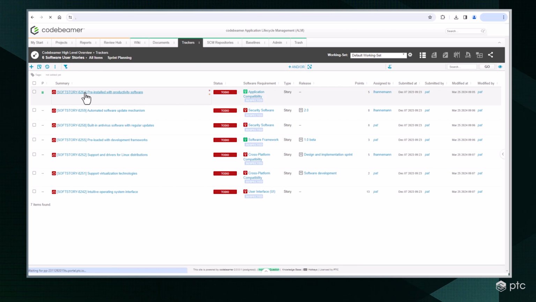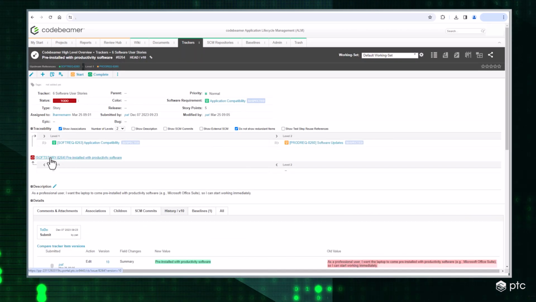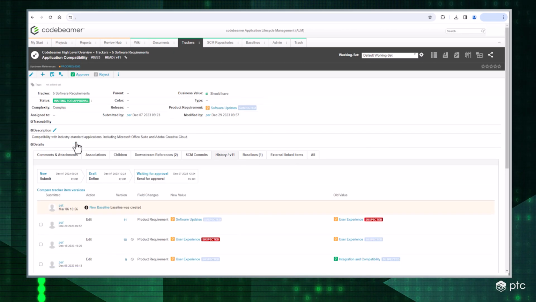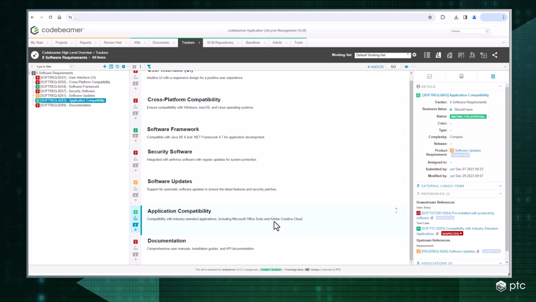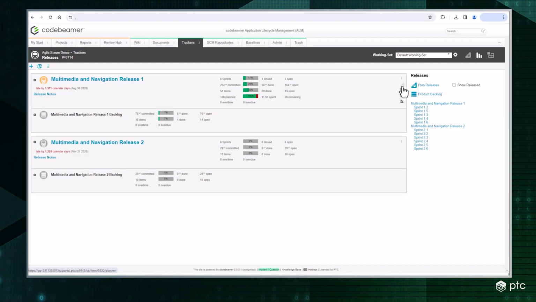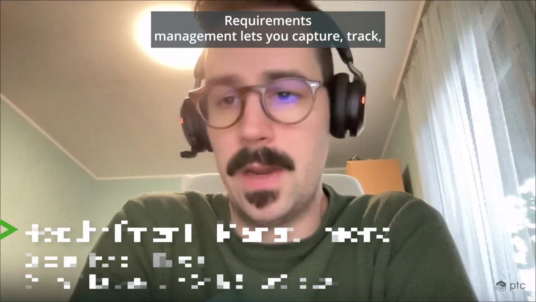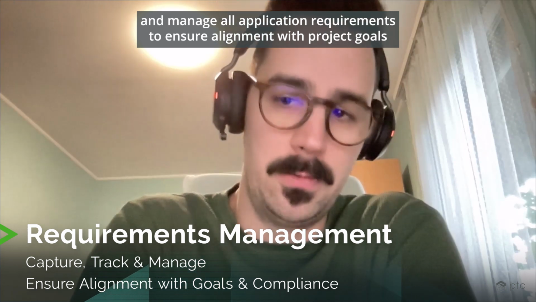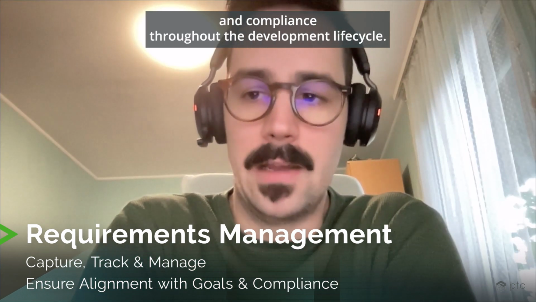Codebeamer is a new generation application lifecycle management solution for simplifying complex product and software engineering at scale. The open platform extends ALM functionalities with product line configuration capabilities and provides unique configurability for complex processes. Requirements management lets you capture, track, and manage all application requirements to ensure alignment with project goals and compliance throughout the development lifecycle.